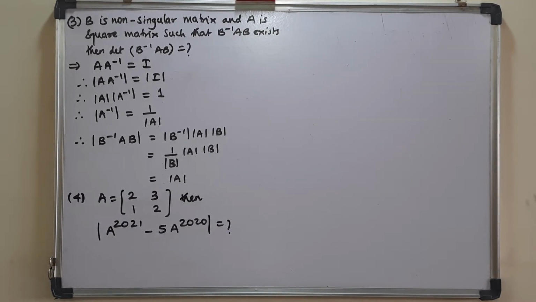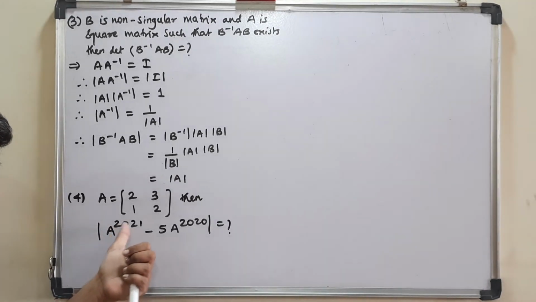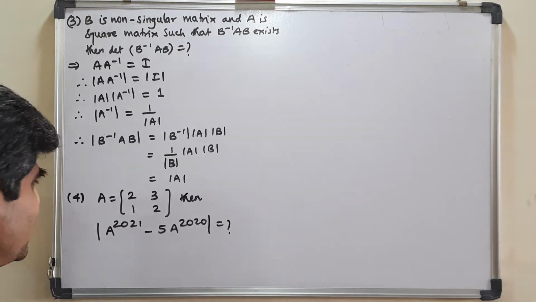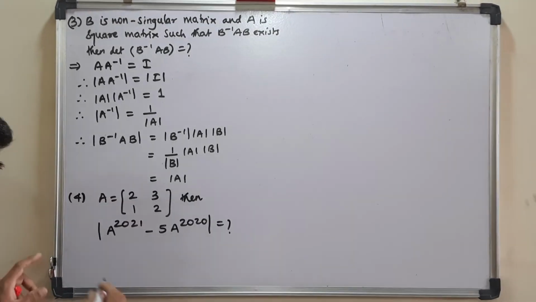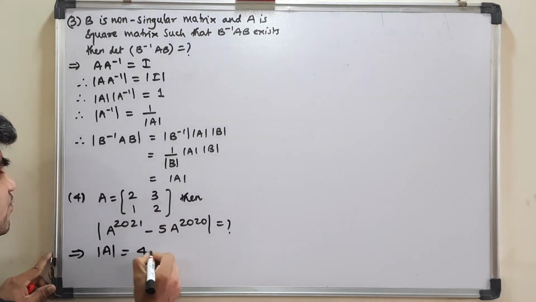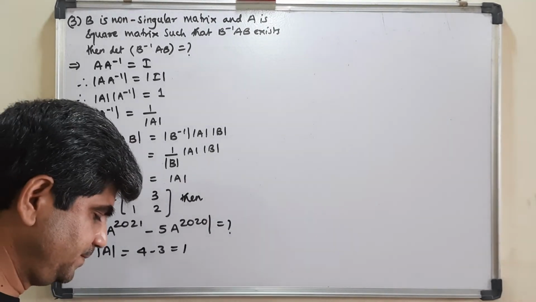Now coming to the question, A is given as [2, 3; 1, 2], and you have to find the determinant value of A raised to 2021 minus 5 A raised to 2020. Now if I find the determinant value of A, it is 4 minus 3, that is 1.